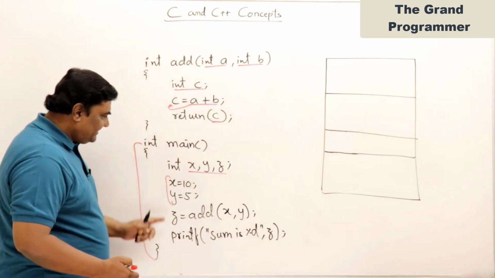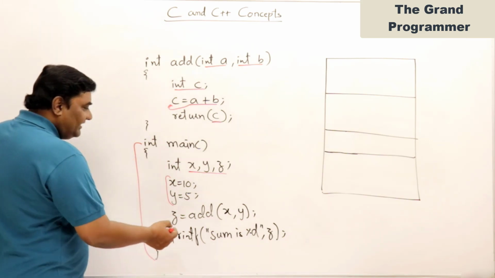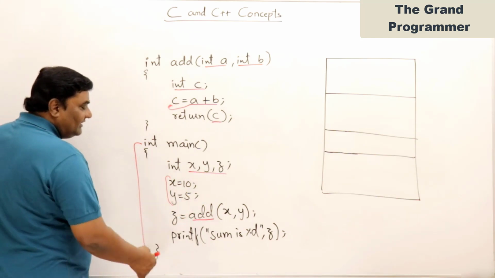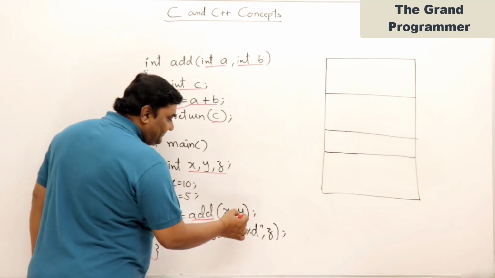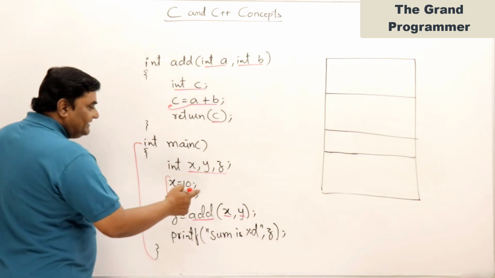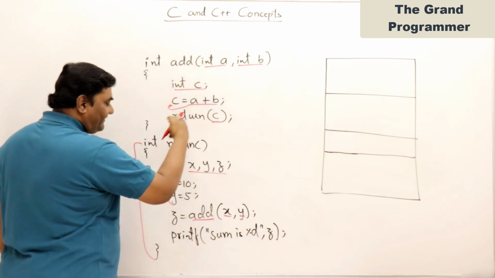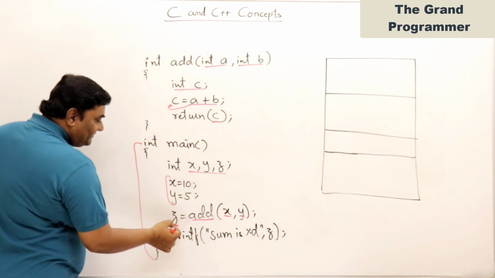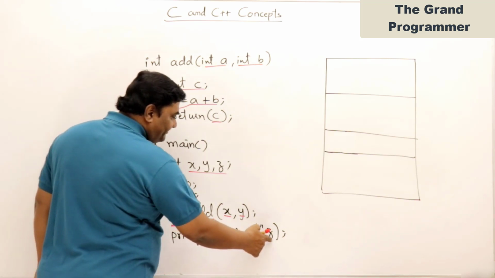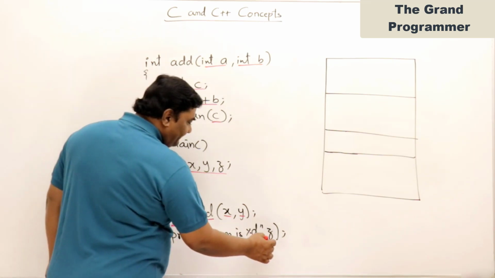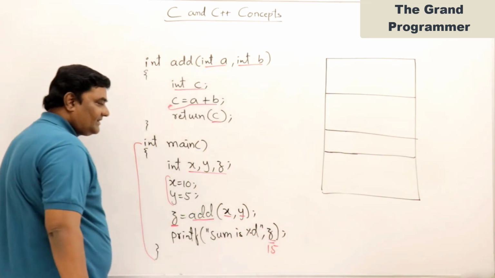Back in the main function, here I am calling the add function. This is a function call, and I am passing 2 parameters, x and y. These values will go into a and b. It will add them and return the result. That result will come into z, and then it will print the value z. As per this example, it will print the value 15.